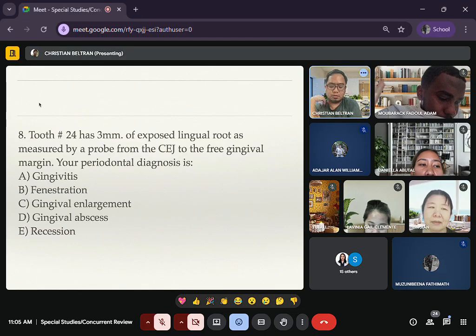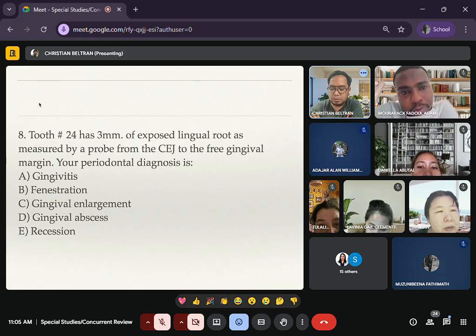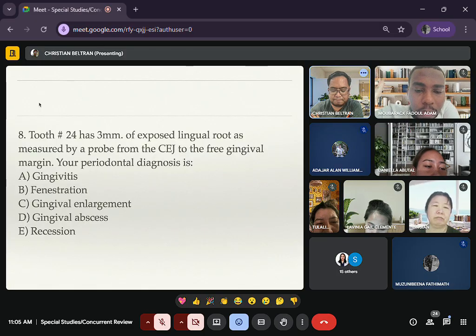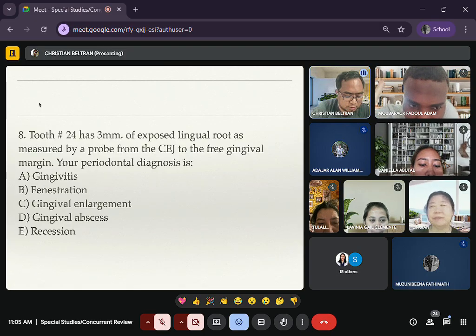Number 8. Tooth number 24 has 3 millimeters of exposed lingual root as measured by the probe from the CEJ to the free gingival margin. Your periodontal diagnosis is recession. The answer here is gingival recession.